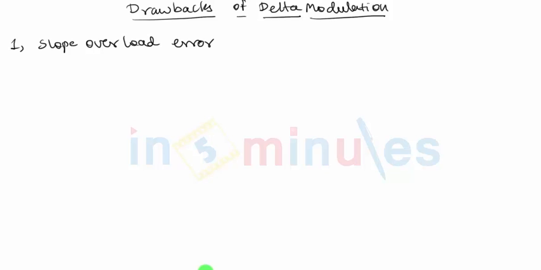In this video clip, we will discuss the drawbacks of delta modulation technique that we have just now discussed. There are two drawbacks. The first one is slope overload error. Let us discuss what exactly is slope overload error.